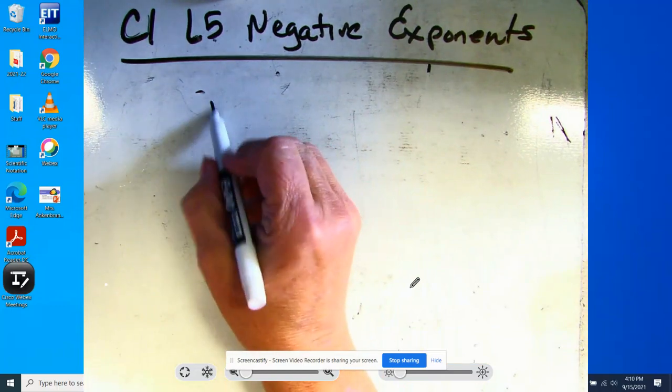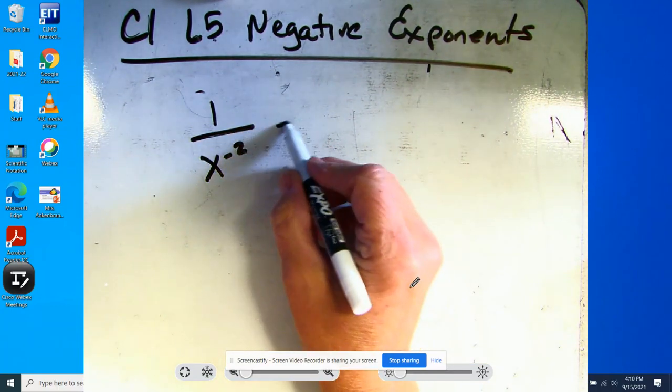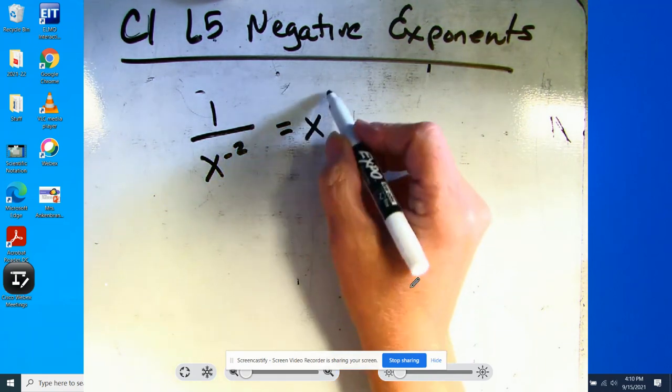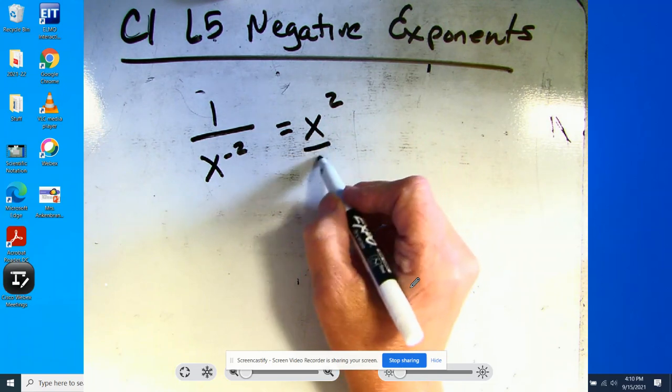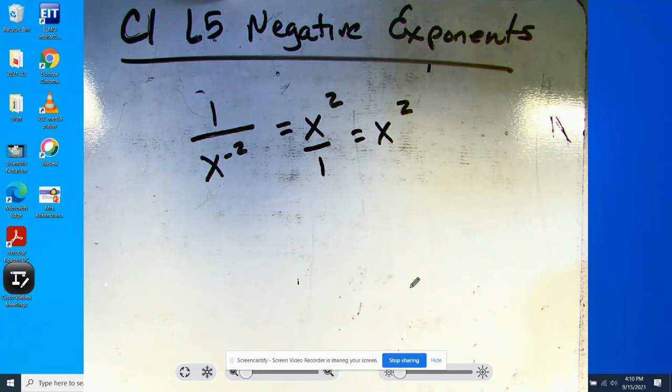What if you have 1 over x to the power of negative 2? Well, it's negative in the denominator. We move it to the numerator and it becomes positive. So you can either write it over 1 or simply write x squared.